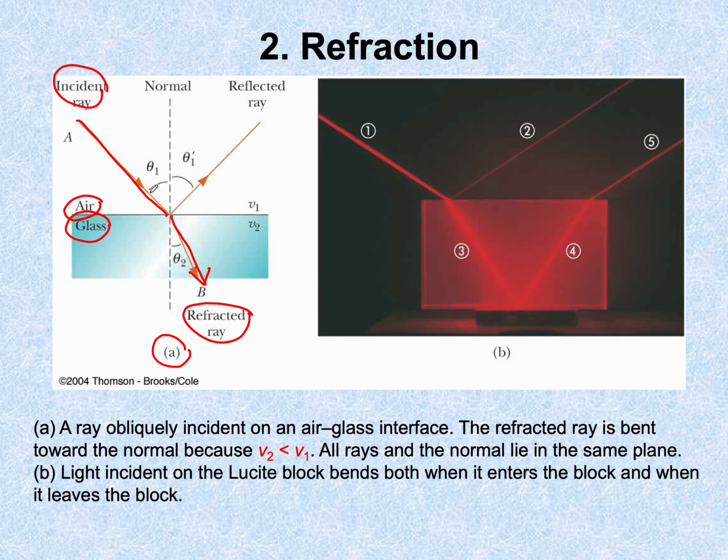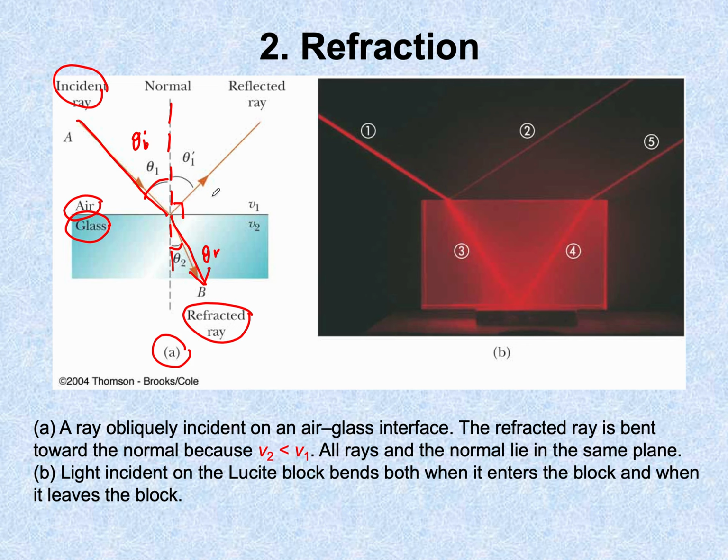So basically, the incident angle is always measured from the ray to the normal. Here the normal is always perpendicular to the plane. So this is your incident angle, theta 1, and theta 2 is the refracted angle.